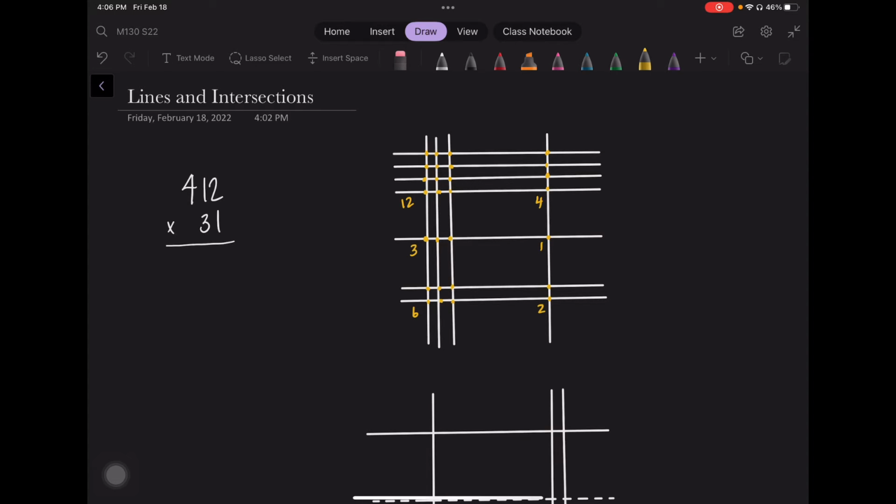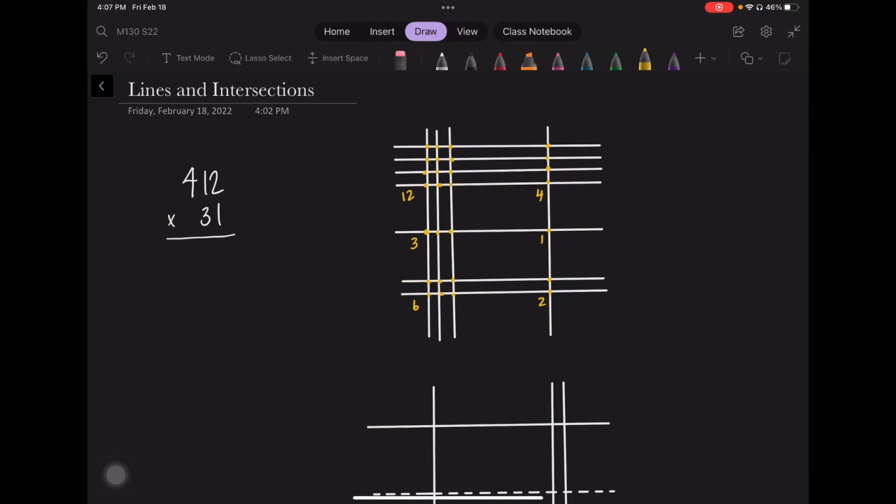And just as if you were to do lattice multiplication, you're working in a diagonal, summing what the different products were. So in this diagonal here, I had 2. In this diagonal here, I would have 1 and 6, which is 7. And in this diagonal, I would have 4 and 3, which is also 7. And then I would have 12, and I would carry over. So 412 times 31 is 12,772.